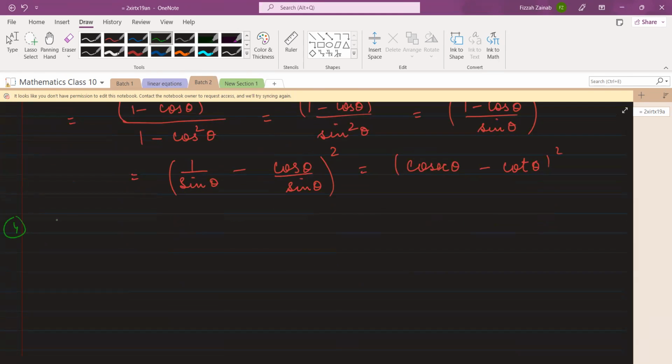Okay, next question now. This also came 2 times in CBSE. Sine theta plus cosec theta whole square plus cos theta plus sec theta whole square is equal to 7 plus tan square theta plus cot square theta. Now please try this.